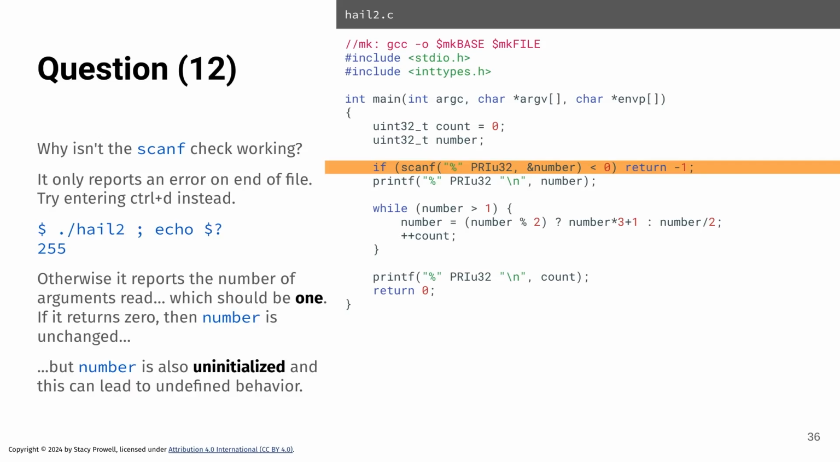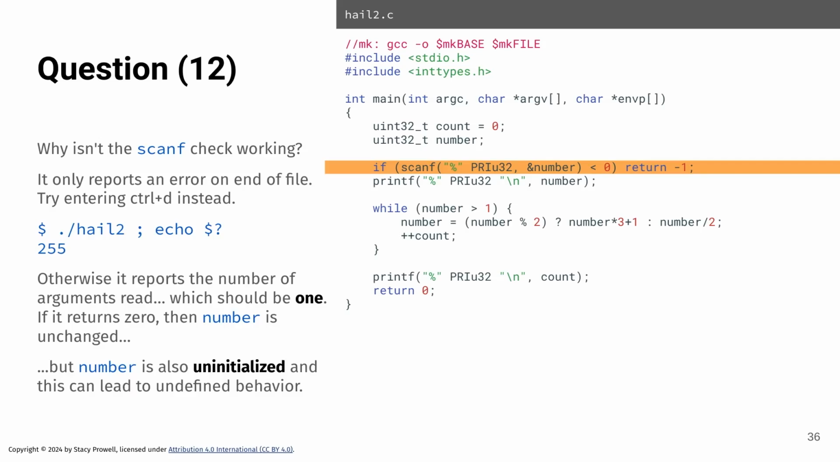Life is good. Okay, so it only returns an error when it reads Control D, or it reads the end of file at start. It doesn't read anything. Then it returns a negative number. What does it normally return? Otherwise, it reports the number of arguments read. So if I read one argument, I read one unsigned 32-bit integer, it'll return 1.